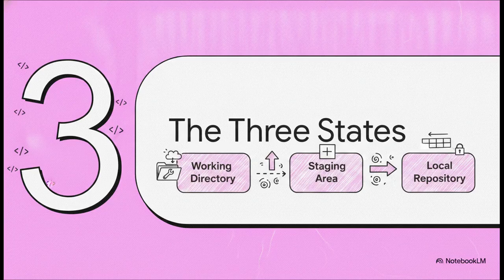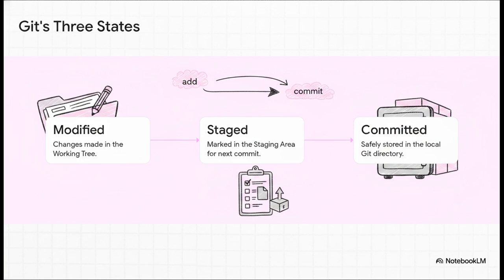Section 3. The 3 states. Pay super close attention to this part, because visualizing this invisible flow will make everything else click. Git has 3 main states that your code literally moves through. First, you modify a file in your working tree, but Git doesn't just auto-save it. Second, you have to explicitly add those modifications to the staging area. You're basically telling Git, hey, queue this up, I want it in my next snapshot. And third, you commit, permanently storing that staged snapshot into your Git directory.